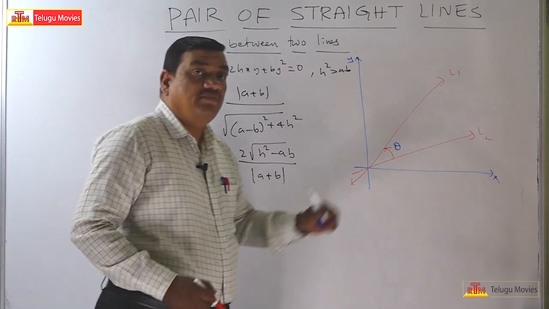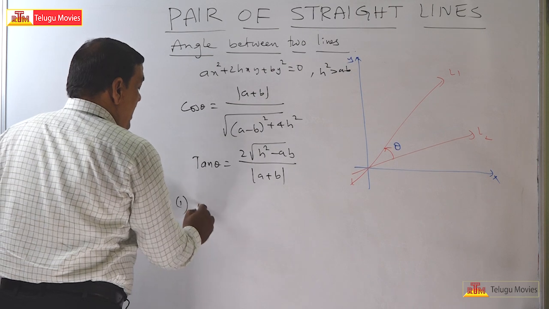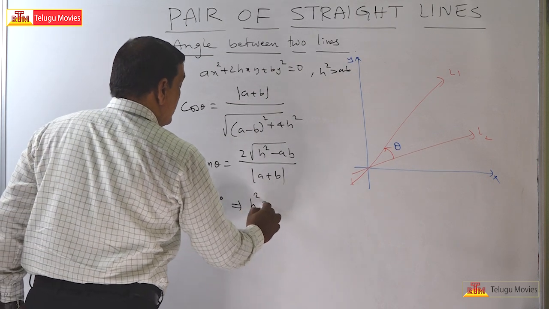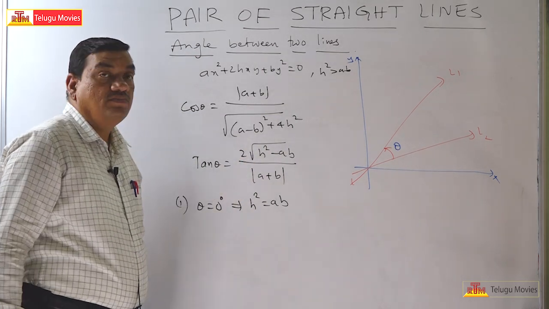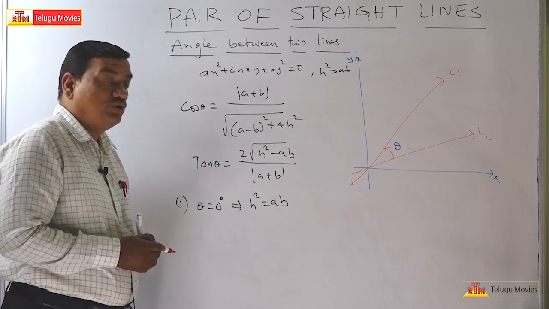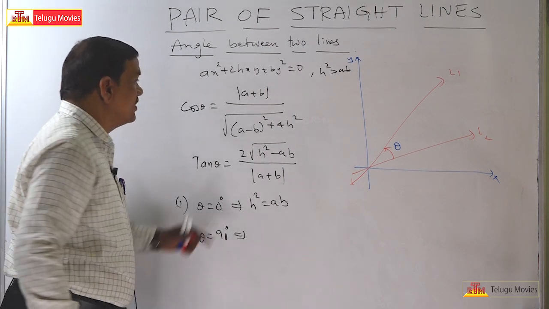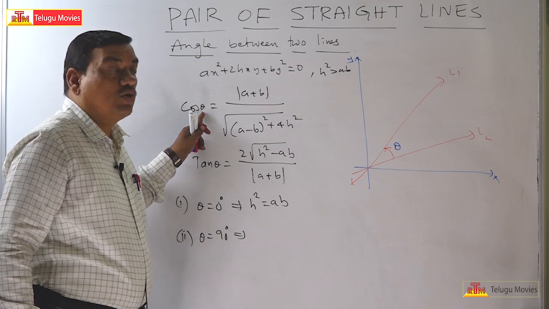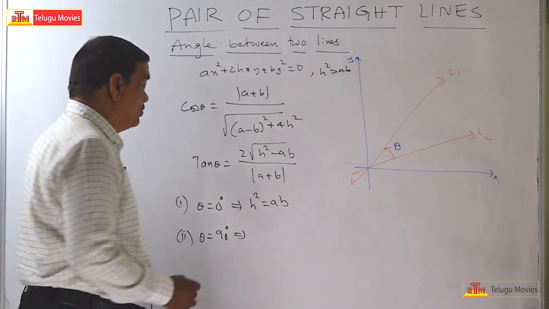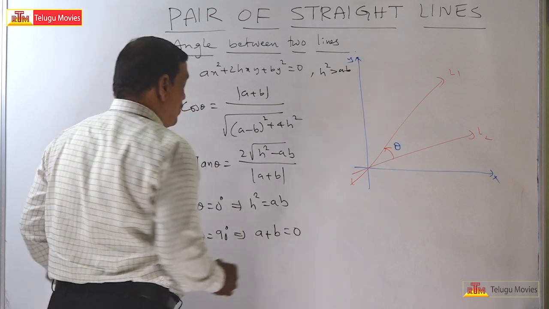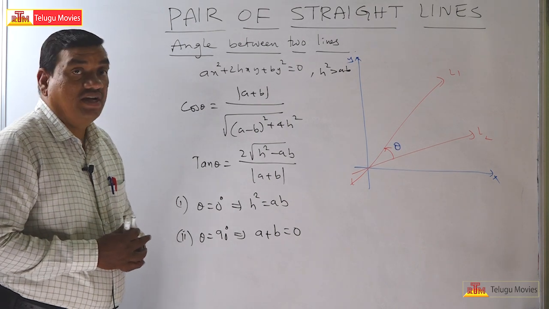If the angle between them is 0 degrees, then h square is equal to ab. That means if h square is equal to ab, this whole numerator will become 0. Therefore, tan theta is equal to 0, which means theta is equal to 0. The second one is if the angle between them is 90 degrees, that is, perpendicular. So put cos 90 here. Cos 90 is equal to how much? 0. This cross multiplication is also 0. So modulus of a plus b is equal to 0. This implies a plus b is equal to 0. So these are the two conditions that we get from these two formulas.